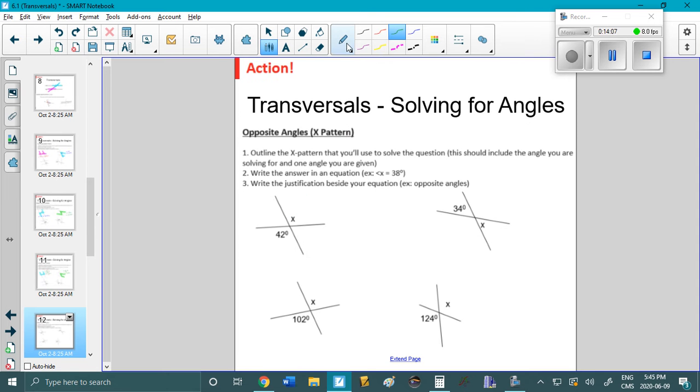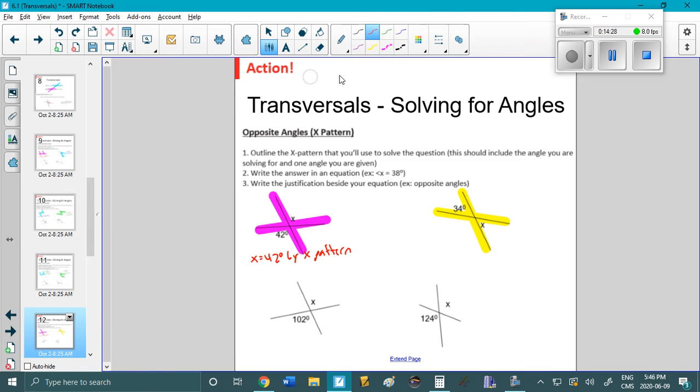Okay, opposite angles or X pattern. So for this one, I draw the X. This one's easy. You don't even need parallel lines for this one. It's just 2 lines that cross each other. So X equals 42 degrees by X pattern. And then I come to the next one. X equals 34 degrees by X pattern. You go ahead, do the last 2 there.